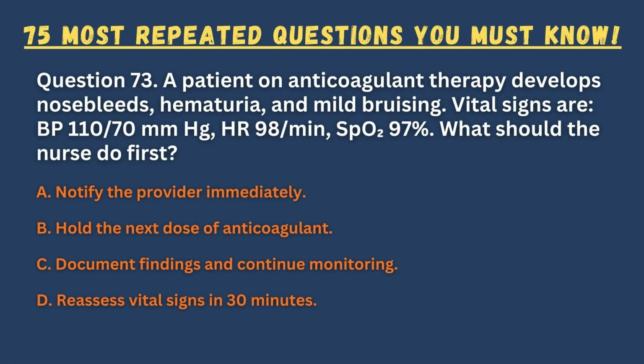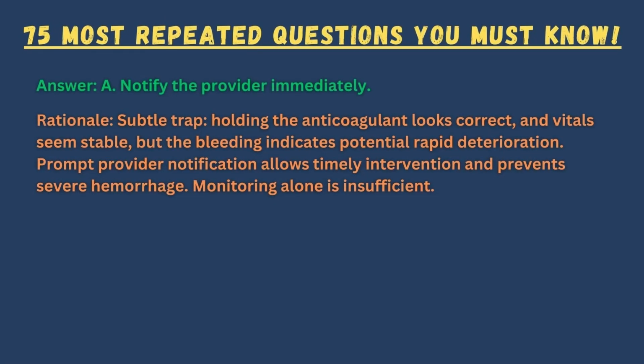Question 73. A patient on anticoagulant therapy develops nosebleeds, hematuria, and mild bruising. Vital signs are blood pressure 110/70 millimeters of mercury, heart rate 98 per minute, SpO2 97%. What should the nurse do first? A. Notify the provider immediately. B. Hold the next dose of anticoagulant. C. Document findings and continue monitoring. D. Reassess vital signs in 30 minutes. Answer. A. Notify the provider immediately.